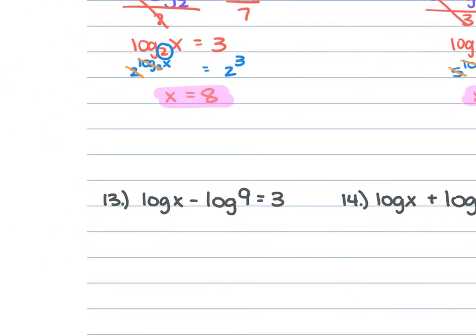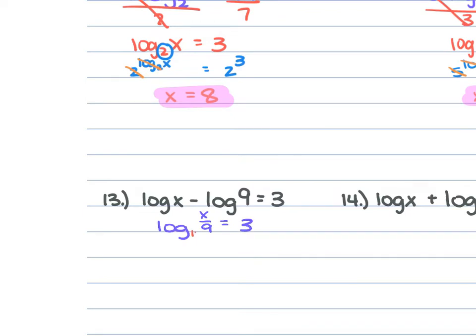For 13, we have log x minus log 9 is equal to 3. So we want to remember when we're subtracting two logs and their bases are the same, we're going to divide those whole numbers. So we're going to keep the log. We're going to have x over 9 is equal to 3.